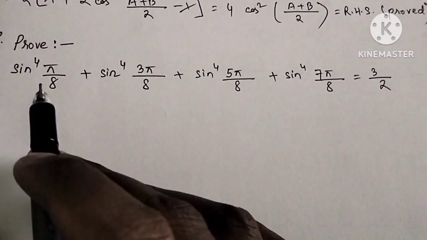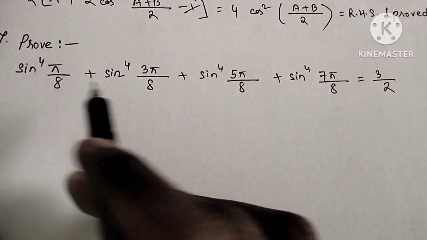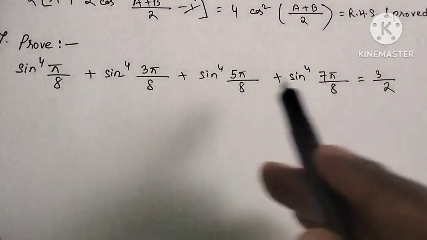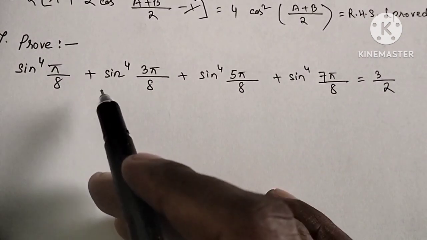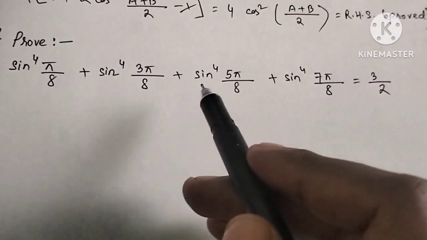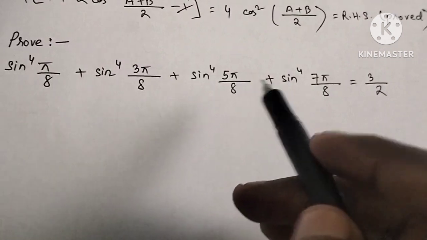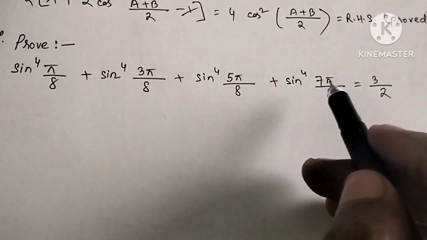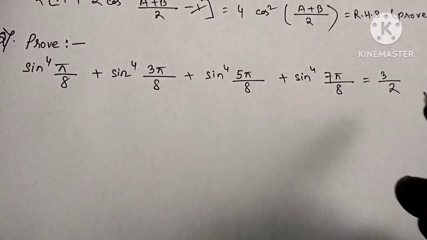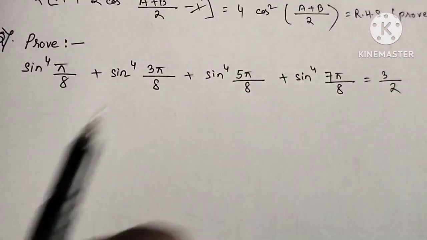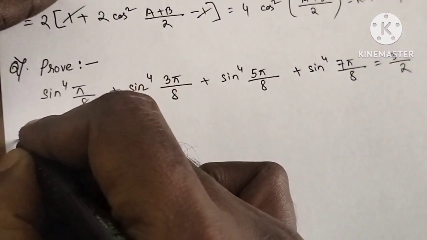In this video I have brought this sum for you all. Look at the sum carefully. We have to prove this identity: sine to the power 4 pi by 8 plus sine to the power 4 3 pi by 8 plus sine to the power 4 5 pi by 8 plus sine to the power 4 7 pi by 8 is equal to 3 by 2. Clear? You have to prove this identity. Clear? So I am starting the solution. Watch it carefully.